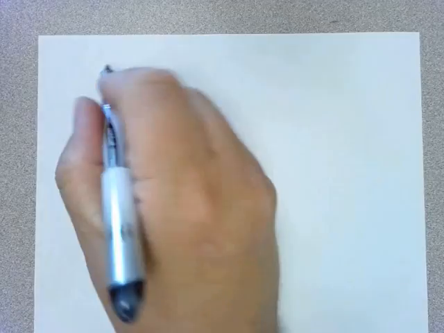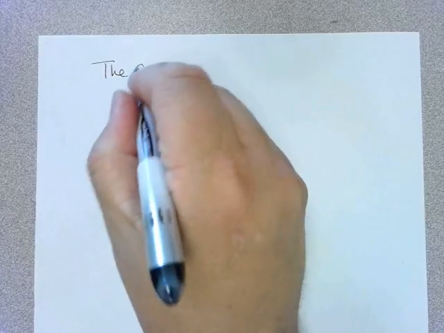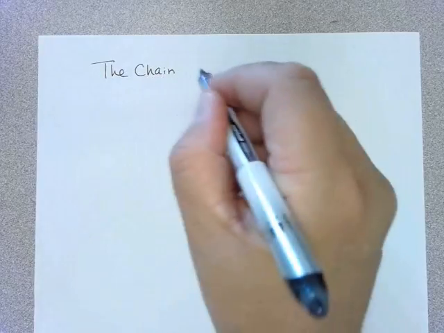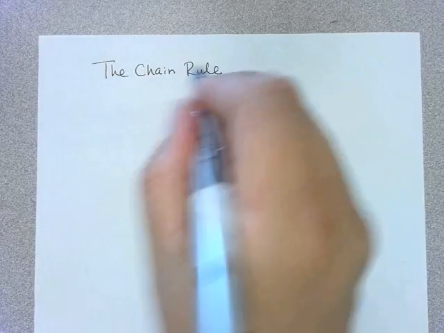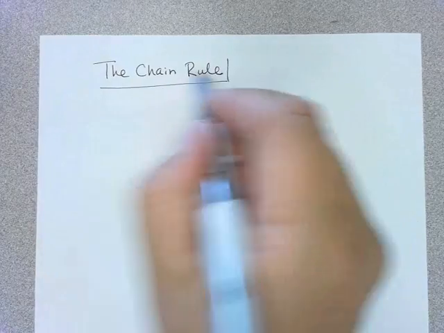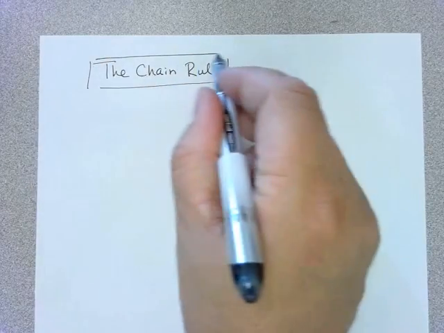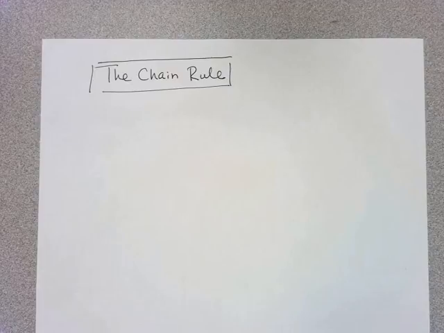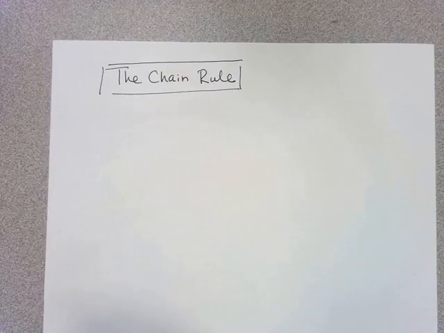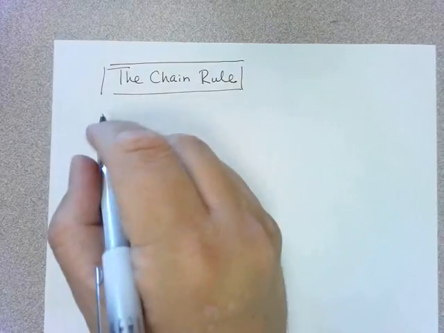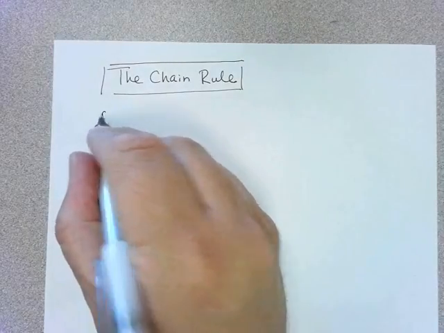Okay, so this lesson is about the chain rule, which is the big, most important rule for combining functions and how their derivatives work. So let me give some motivation behind it, and then sort of a mini quasi-proof of it, and then we'll do a few examples.